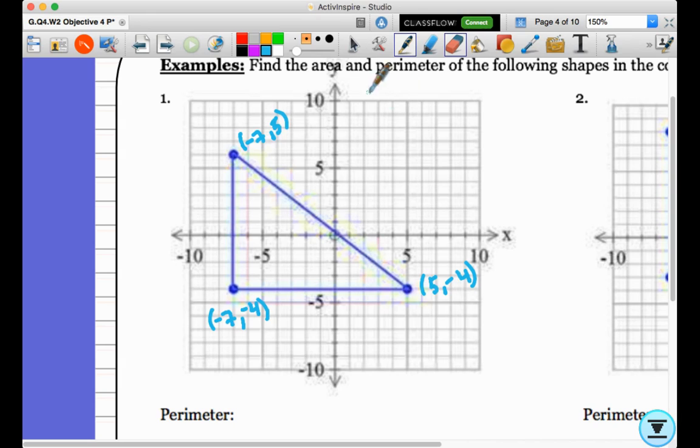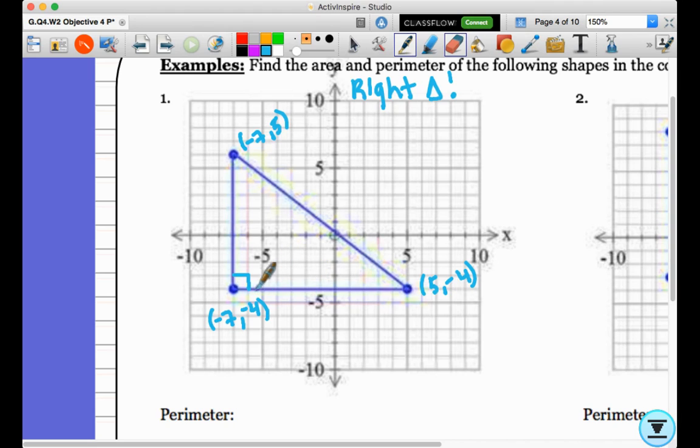And this is a right triangle, right? This here is a right angle. If I really wanted to find the slopes and show that they're perpendicular, I even could, right? This one's 0, this one's undefined. They form a right angle.